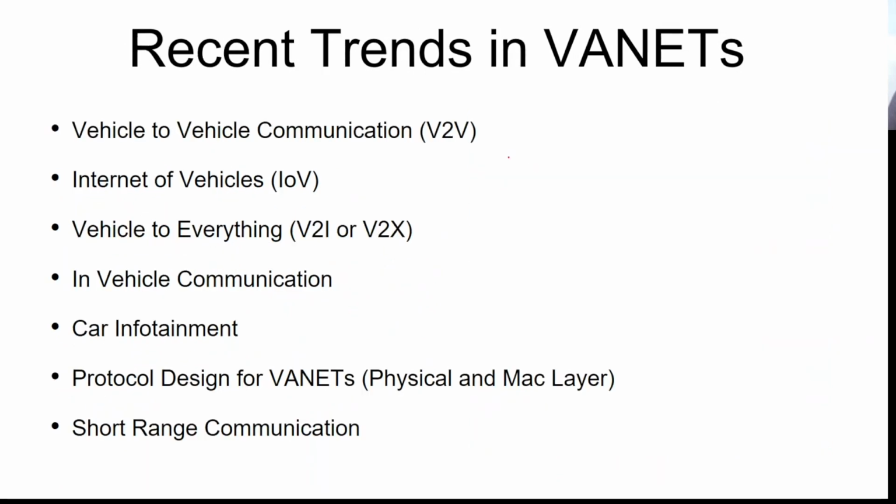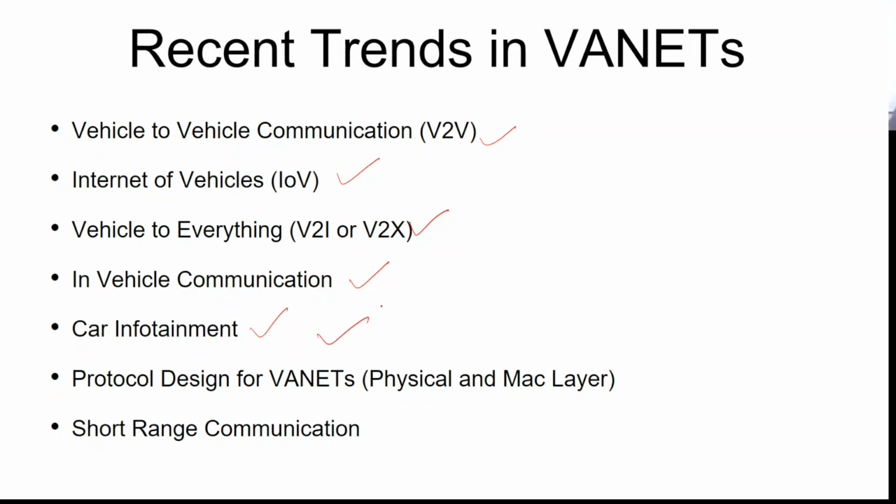So some of the trends: V2V, Internet of Vehicles is another one. Like Internet of Things, we have Internet of Vehicles. So all cars are having internet connectivity, so they are able to talk to each other on road and off road. Then vehicle to everything, V2I or V2X. Then in-vehicle communication, car infotainment. So car infotainment means audio, video playing in the car.